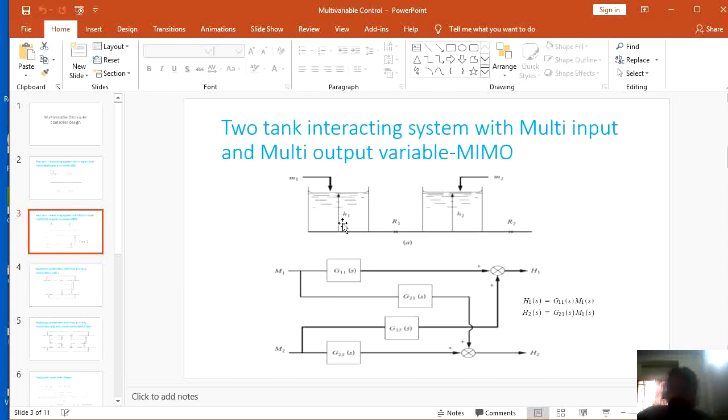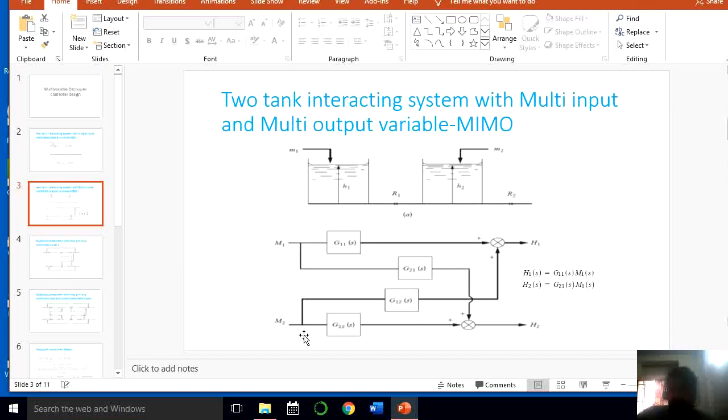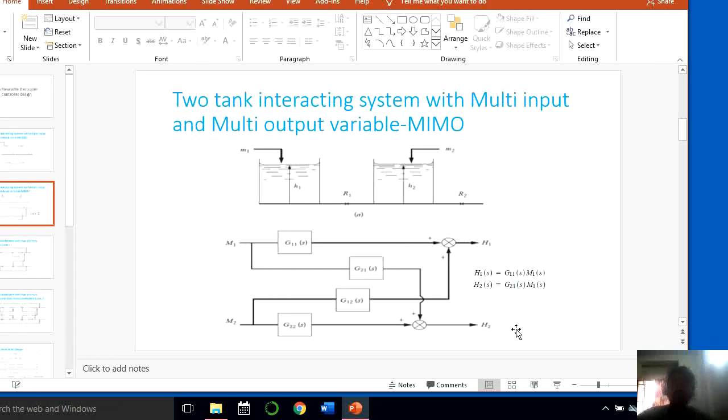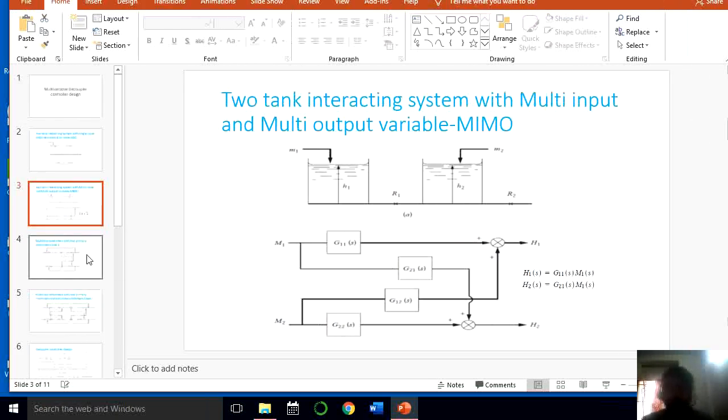So we need to capture that dynamics also in terms of two other transfer functions. If I vary M2, it will have a say over H1. Likewise, if I vary M1, it will have a say over H2. So you have to understand these interactions between variables. This kind of system I call a multi-input multi-output system. Okay, so this is where we stand. Now let us move ahead.